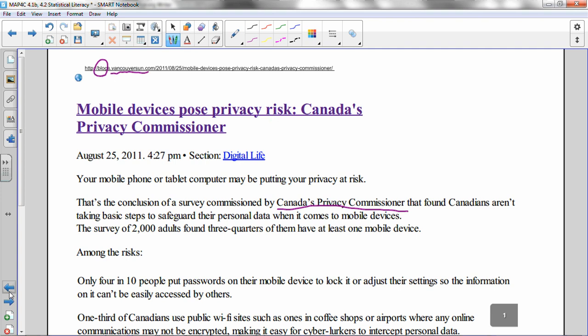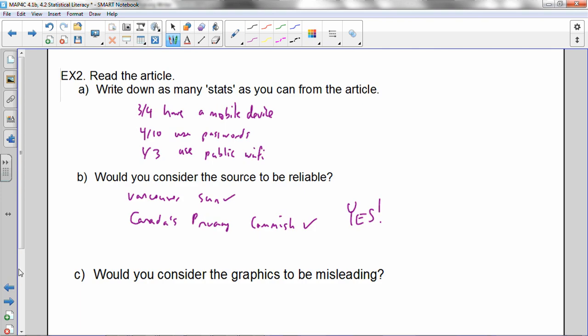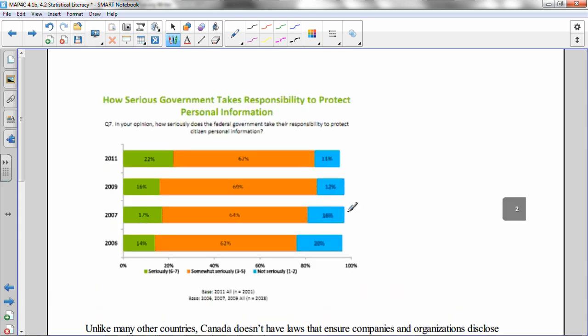So are the graphs misleading? I would say probably not. They're probably pretty good. There's two important points I want to put out. One is that it doesn't add up to 100, right? So that's a bit strange. It would be nice to know what these other people said or did. Maybe they hung up or whatever.